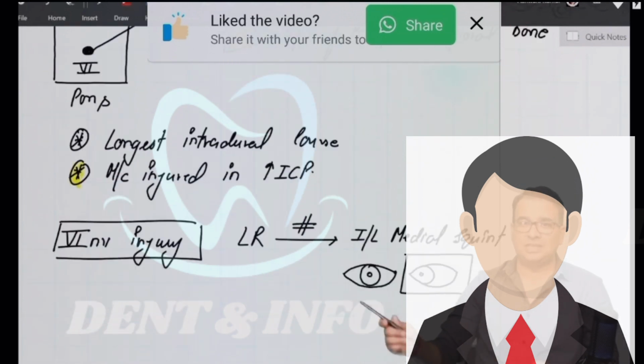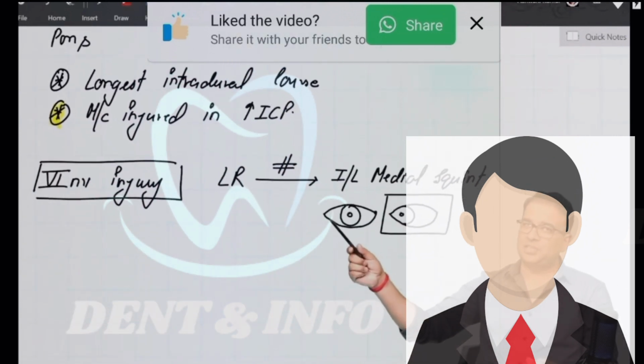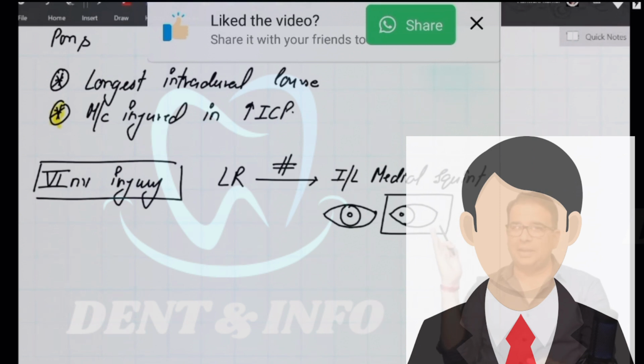And if there is a case of sixth nerve injury, obviously, lateral rectus muscle will be gone. If the lateral rectus is gone, the eyeball will come toward the medial side, so it leads to the medial squint, or you can say convergent squint. Either you call it medial squint or convergent squint.